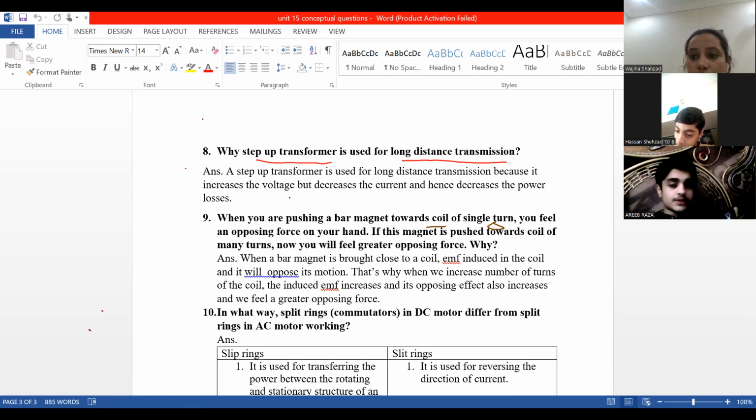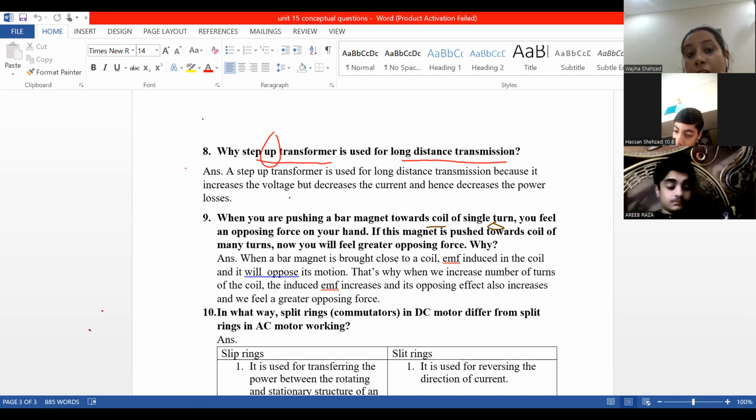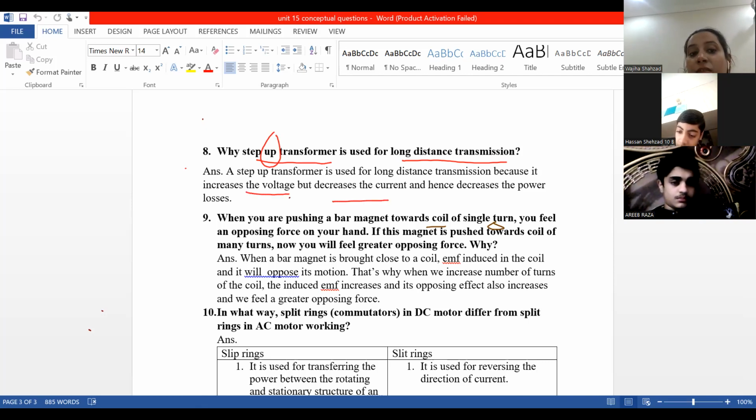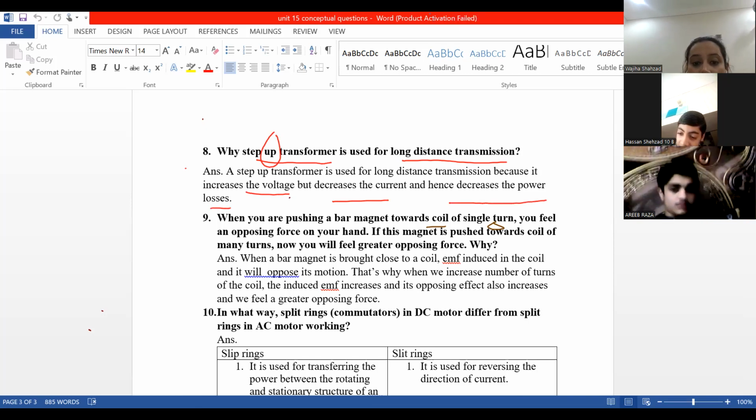For long distance transmission. In a step up transformer, we give a high amount of voltage in output. That's why its name is step up, right? Because in the secondary coil of a transformer, we get a high amount of voltage. A step up transformer is used for long distance transmission because it increases the voltage but decreases the current. Obviously, when we increase the voltage, the current will decrease, and it will decrease the power losses, right?